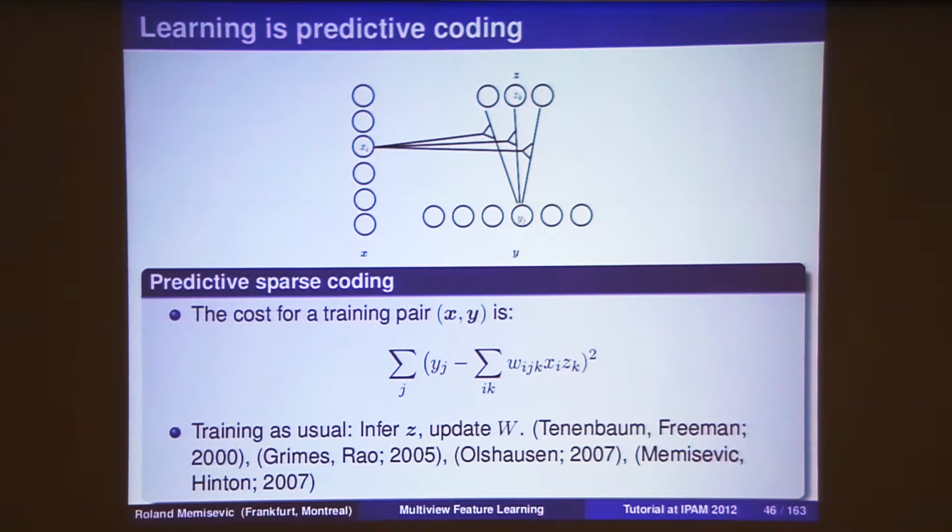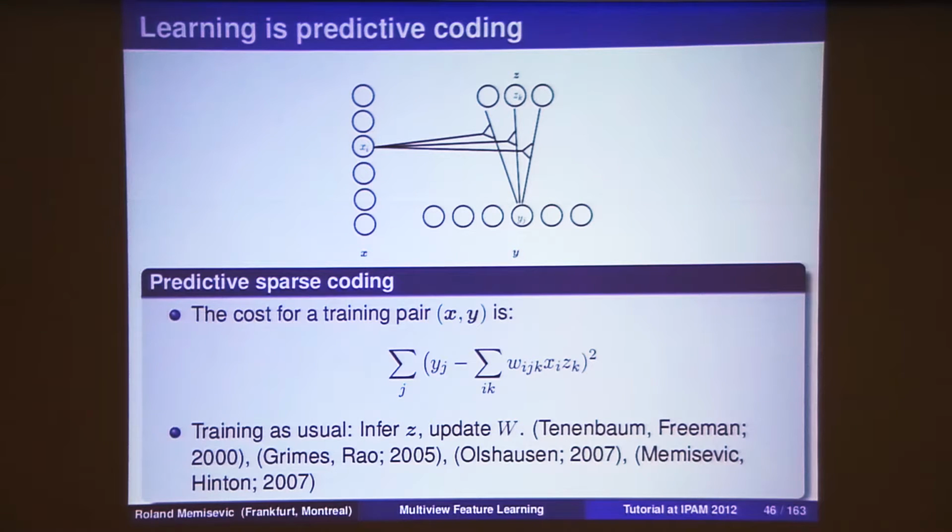Okay, so the cost that a training pair contributes to your cost function, where training data is of course xy pairs, is, if you use squared reconstruction error, which a lot of people like to do, just a squared error between y and the reconstruction. And for the reconstruction, you need the z, which you previously inferred using the bilinear equation you saw.